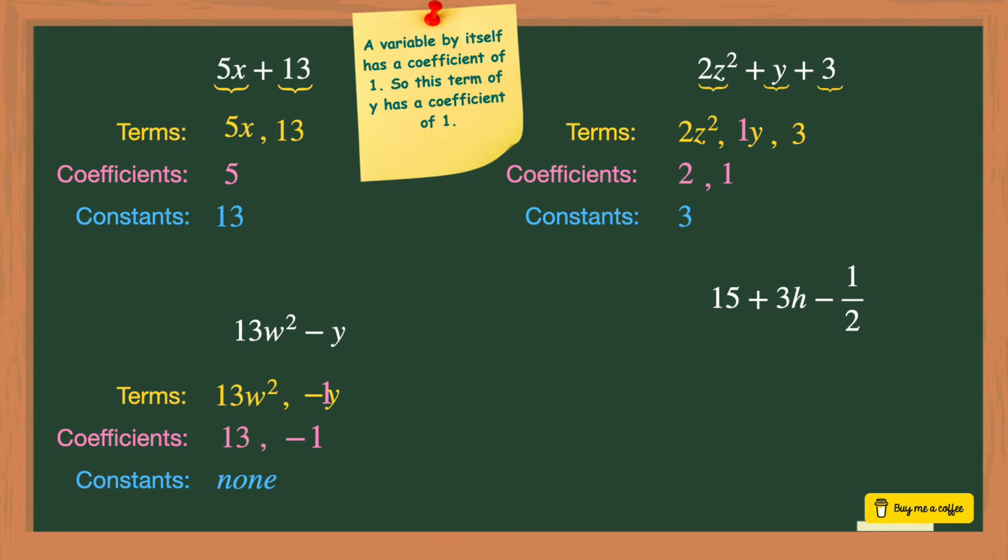This last expression is unique only because it has a fraction in it. So we'll start with the terms again, and there are 3 terms, 15, 3h, and negative 1/2. Remember, it is a negative 1/2 because of the minus sign in front of the term. Now for the coefficients. Since there is only one variable, there is only one coefficient, which is positive 3, because there is a plus sign in front of it. And lastly, the constants, which are positive 15 and negative 1/2.